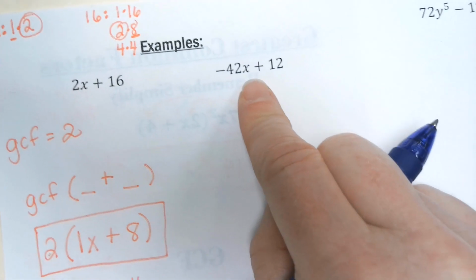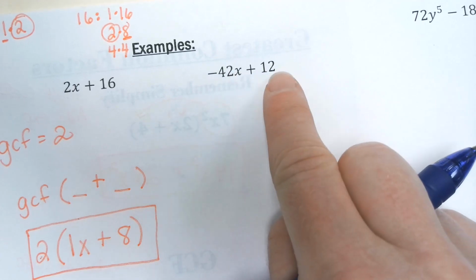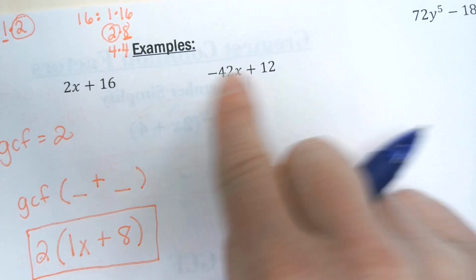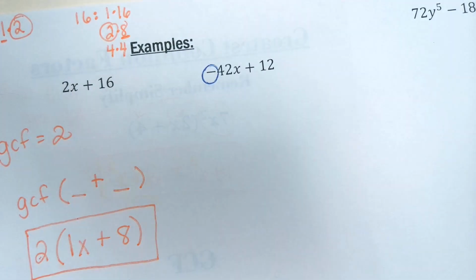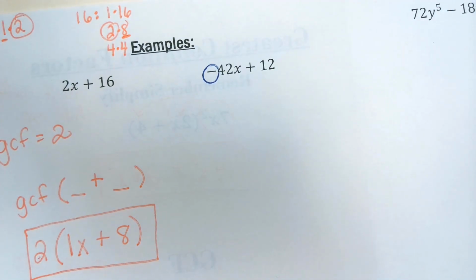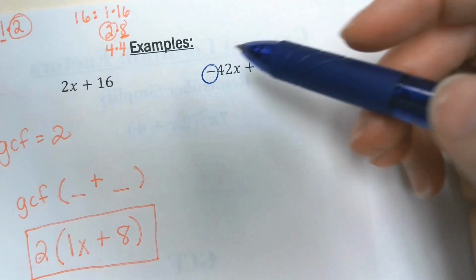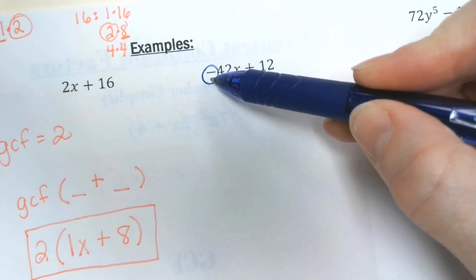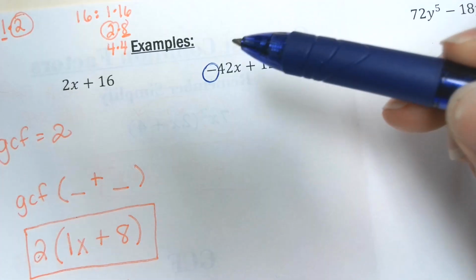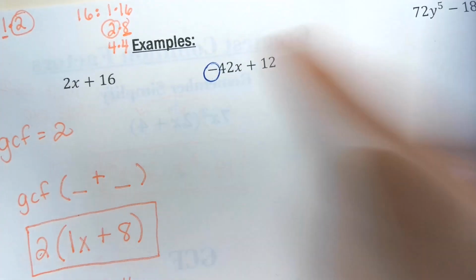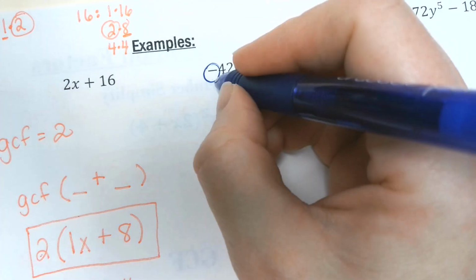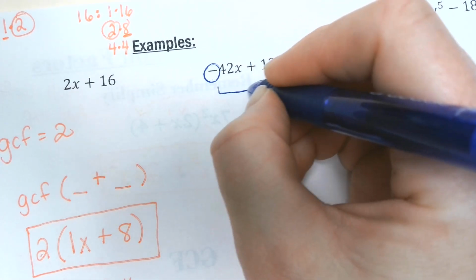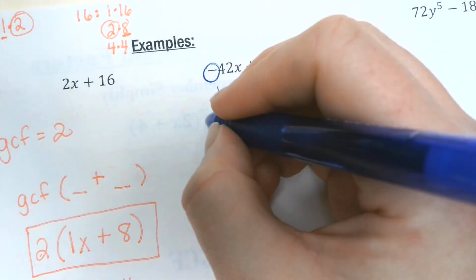Okay, let's go to this second example. We have 42 and 12. The only thing different here, look at it. There is a negative up front. So the math police say, hey, you can't have a negative out front like that. You've got to pull it out. So when we rewrite, we are going to pull this out and change all the signs.